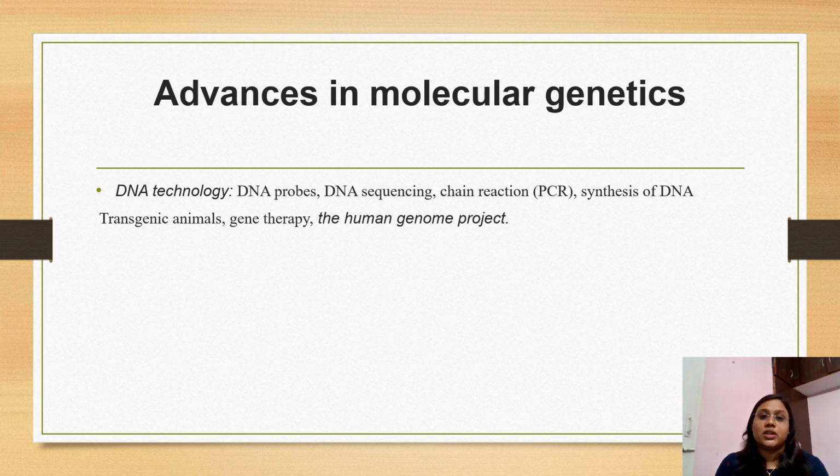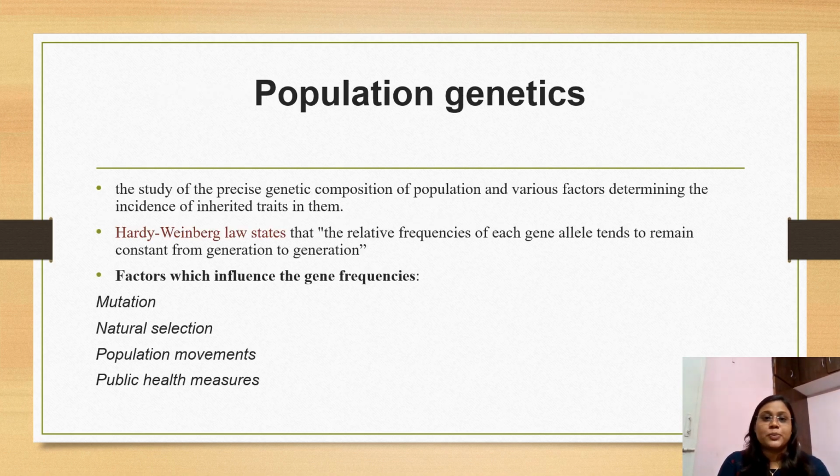We can create transgenic animals. With the help of gene therapy, we can add a favorable gene or delete an unfavorable gene from the gene pool of a population. Then there is the Human Genome Project, which is currently going on. So molecular genetics itself is a huge topic. We'll deal with it in a separate lecture. Now coming on to population genetics.